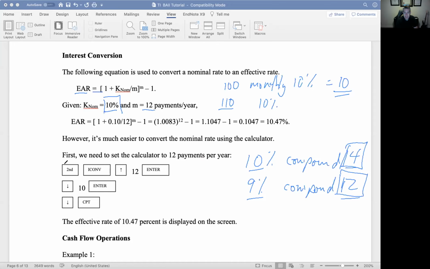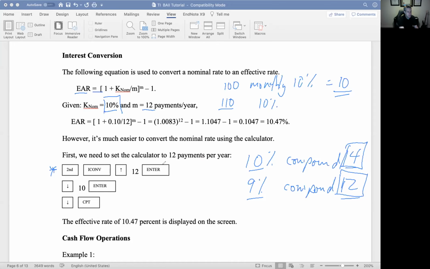So for the effective annual rate, we're going to hit our second button and then hit iConv. If you look at number 2 on your calculator, right above that is iConv. I think iConv means interest conversion. We're converting it either to an EAR or to a nominal rate. So you're going to hit second iConv, and then you're going to hit the up arrow. The up arrow is on the top of your calculator. Then you're going to hit 12 and hit enter.